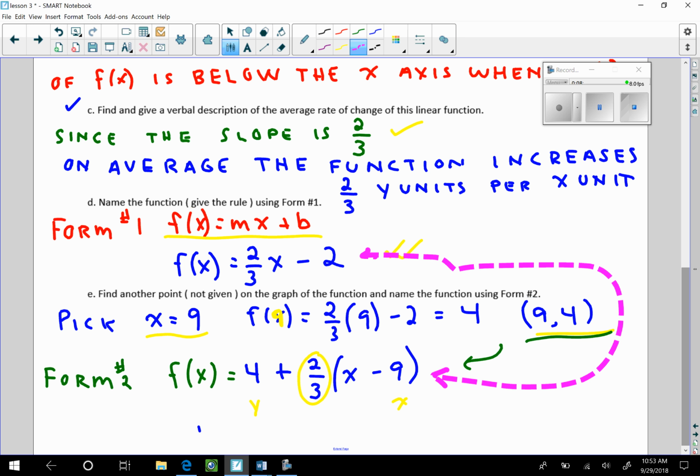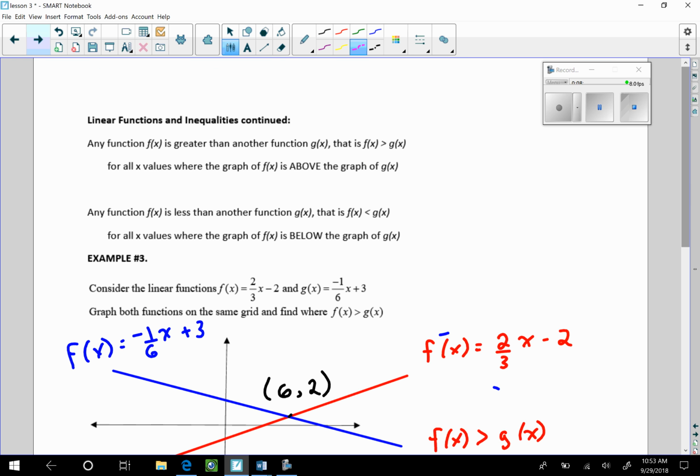Let's go on to the last example for this short lesson. The last example talks about linear functions and inequalities, continued. Any function f of x is greater than another function g of x, that is, f of x is greater than g of x, for all the x values where the graph of f is above the graph of g.